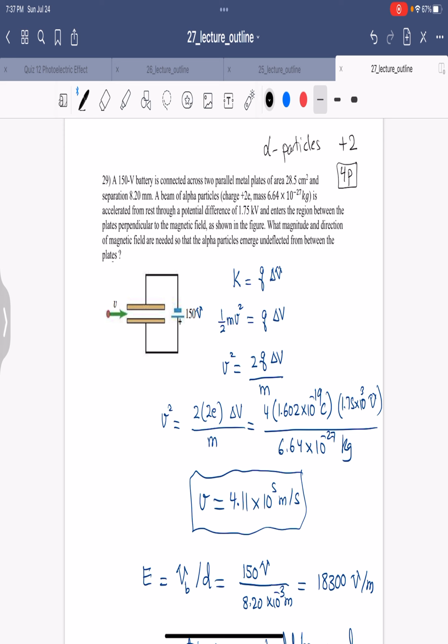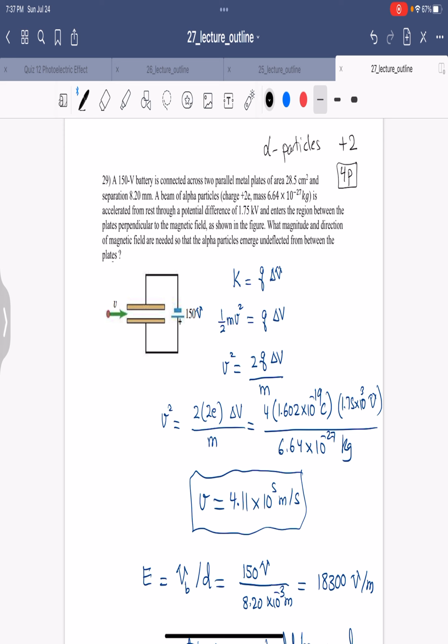Now, the first thing that we're going to do is say delta K, or the change in the kinetic energy, equals Q times the potential difference. And here, of course, since the initial is 0, I will say it is 1/2 mv squared equals Q times the potential difference.